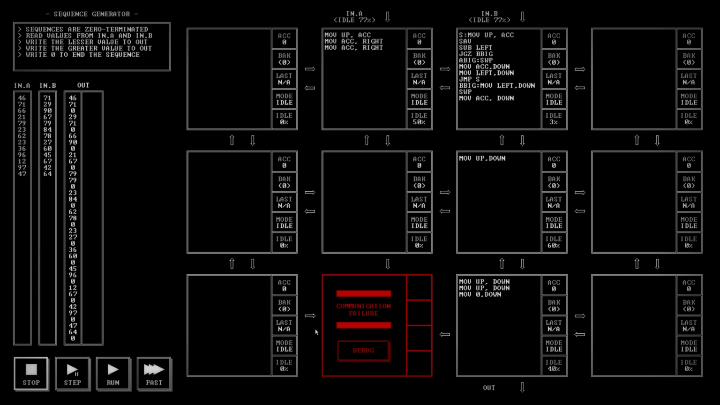Okay, but that was fun. Yeah, I enjoyed that. That is brilliant. So that is sequence generator in TIS-100. My first attempt at it anyway.